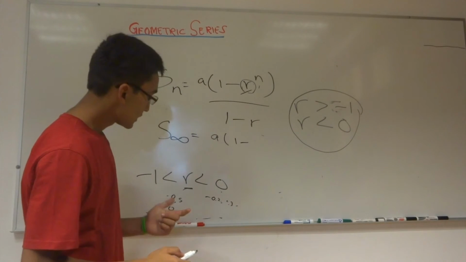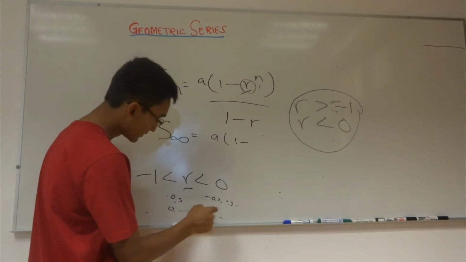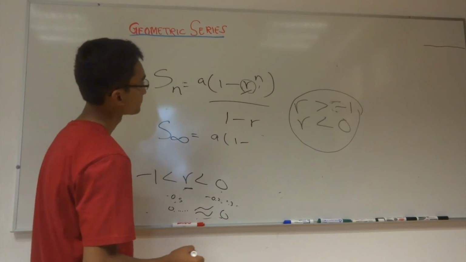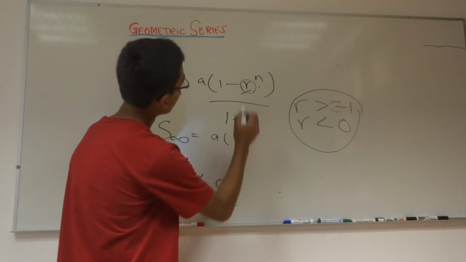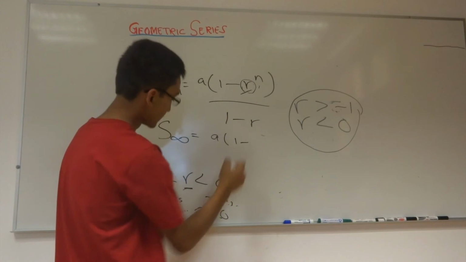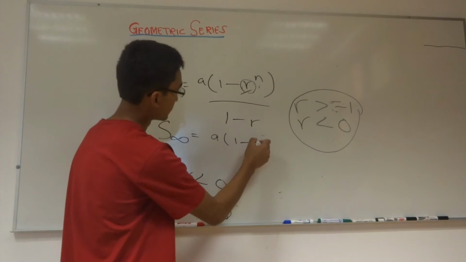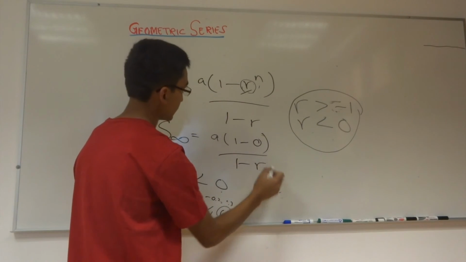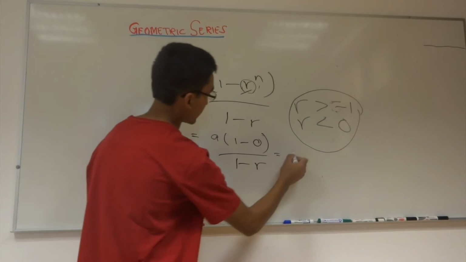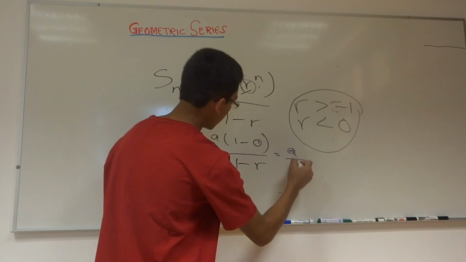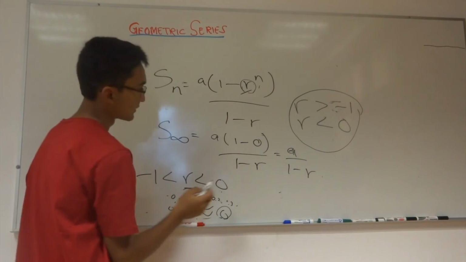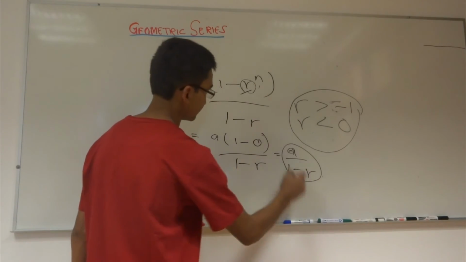So it's approximately 0, right? Because it's basically 0, you can substitute in 0 instead of r to the power of n. 1 minus 0 is basically equal to a to the power of 1 divided by 1. So the sum to infinity will be equal to a divided by 1 minus r.